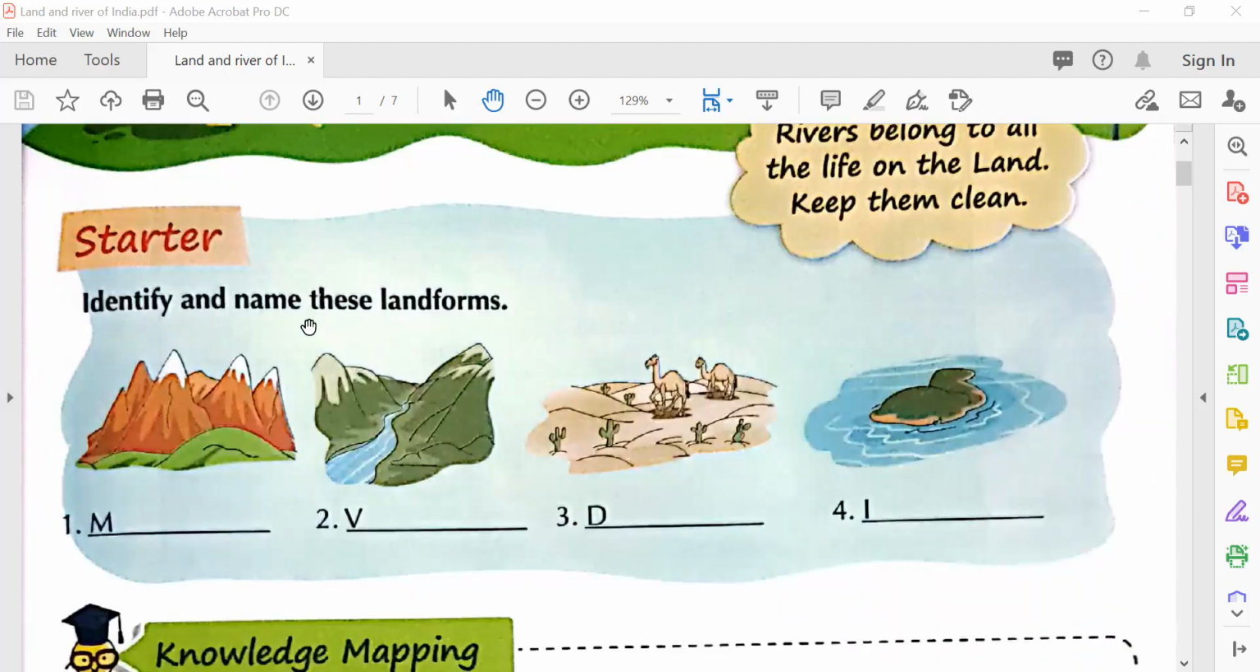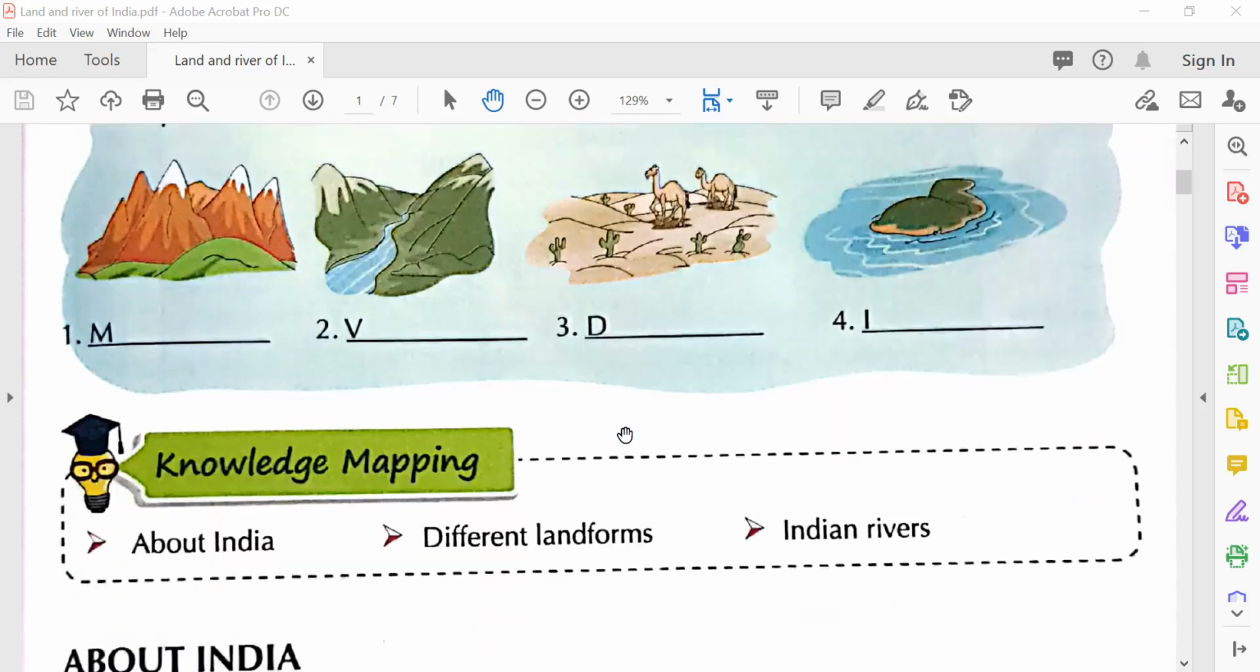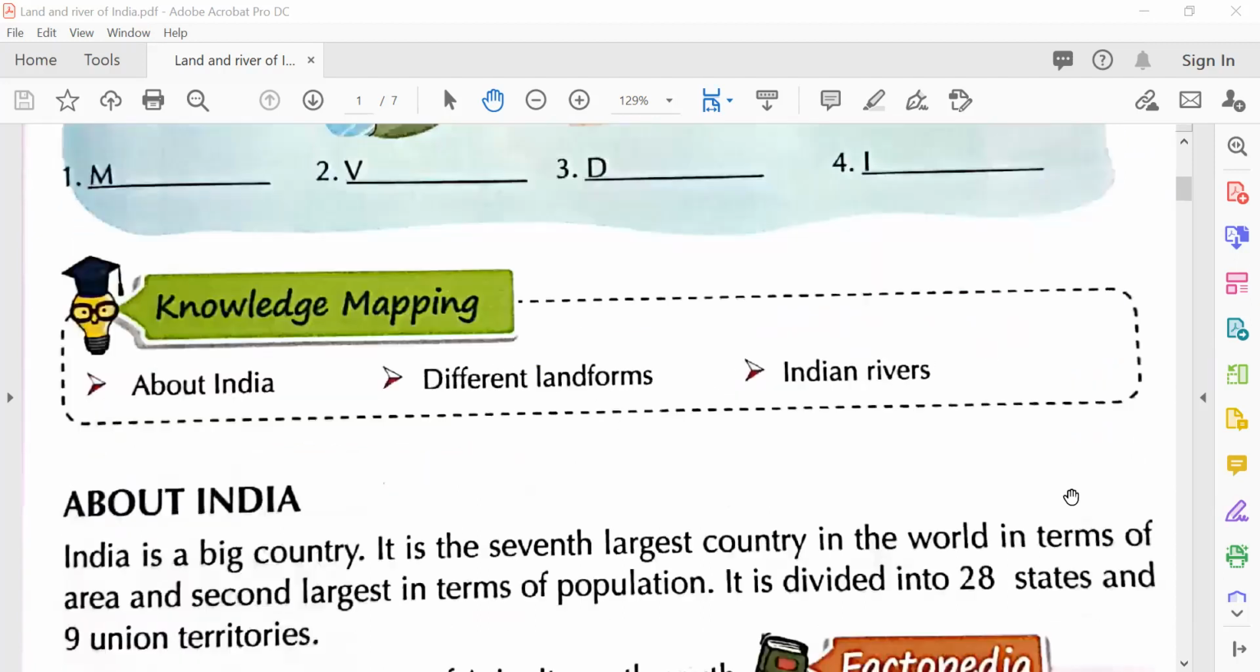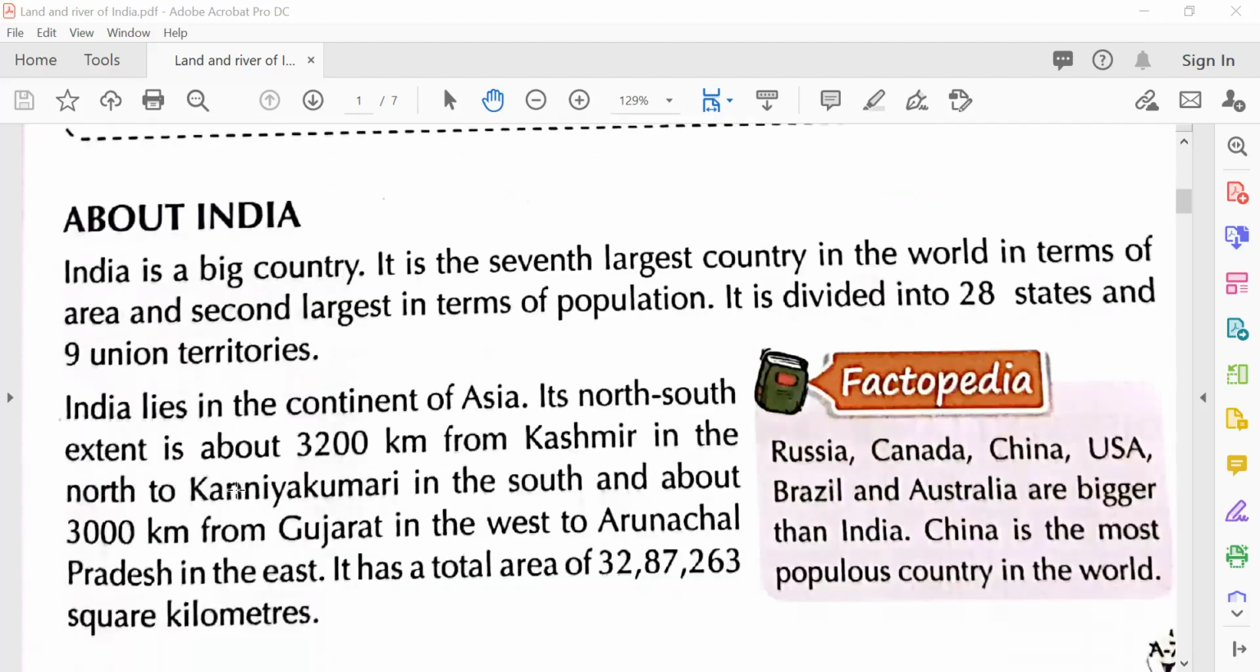Starter, identify and name these landforms. What is this? This is mountain. Very good. This one? Valley, desert, lake. Very good. So you know it. So in this chapter, we are going to study about India, about different landforms and about the Indian rivers. So let's read about India.